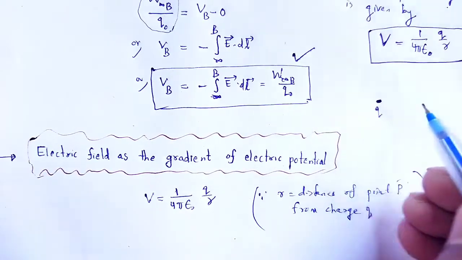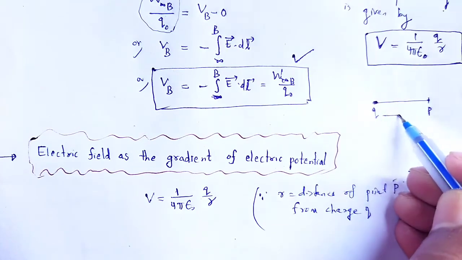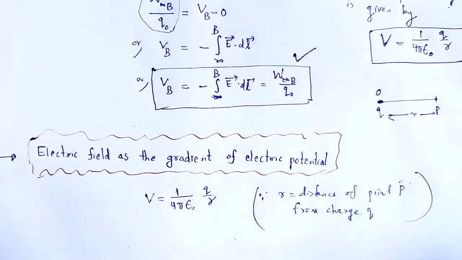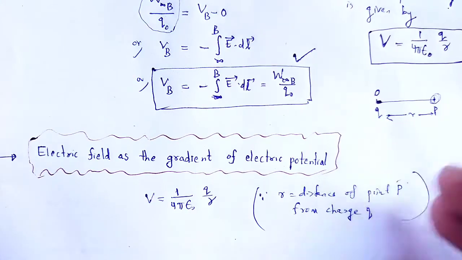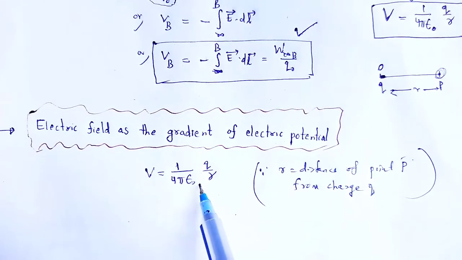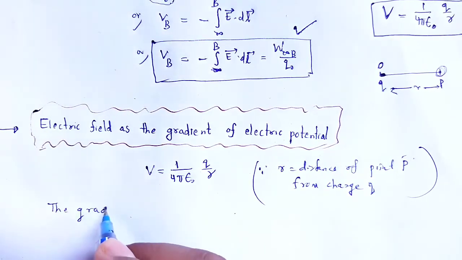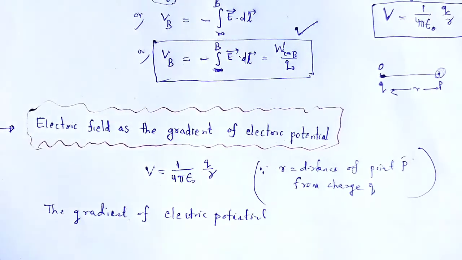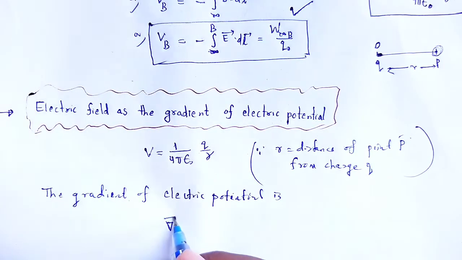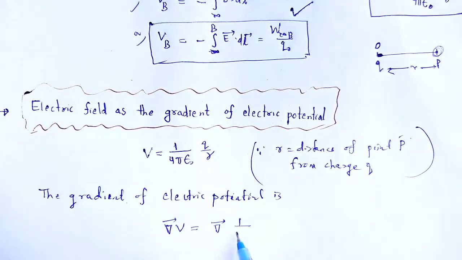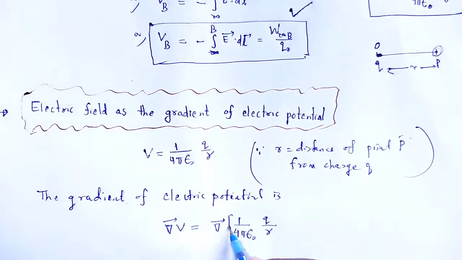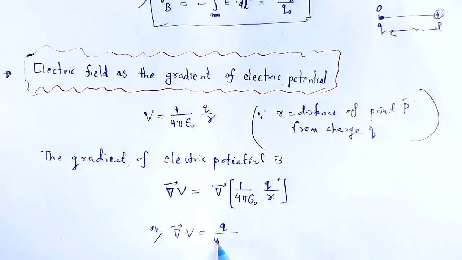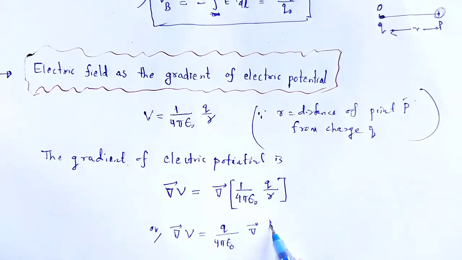Let us take the charge Q here, the point at O, and here is the point at P. The distance between O and P will be R. At that point we have to calculate the electric potential due to that charge Q. Now, we have to calculate the gradient of electric potential, grad V, that is grad of 1 by 4 pi epsilon naught Q divided by R, or grad V is Q divided by 4 pi epsilon naught into gradient of 1 by R.